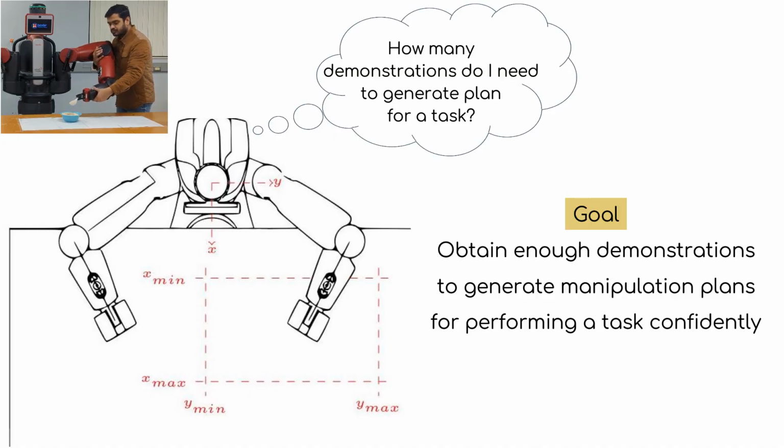Thus, the objective of our work is to incrementally obtain a sufficient number of demonstrations such that the robot can later use them to successfully generate manipulation plans for any arbitrary task instance in the entire work area with high confidence. In our experiments, we have used pouring and scooping as examples of complex manipulation tasks using a tabletop environment. The region of interest is the red rectangle.